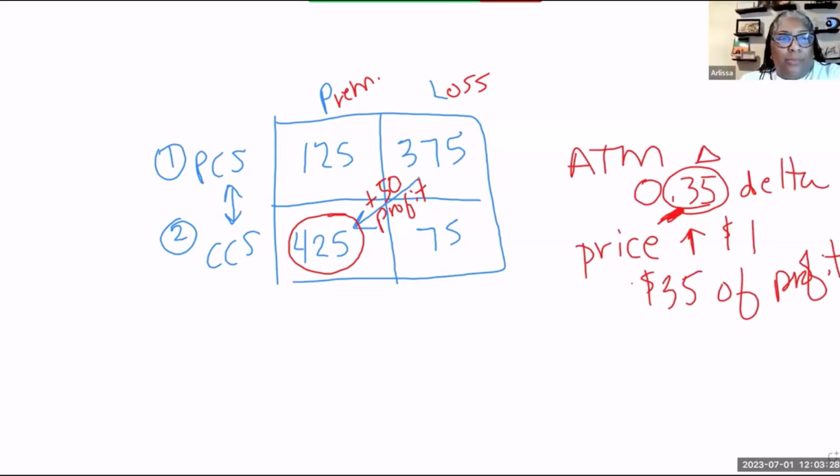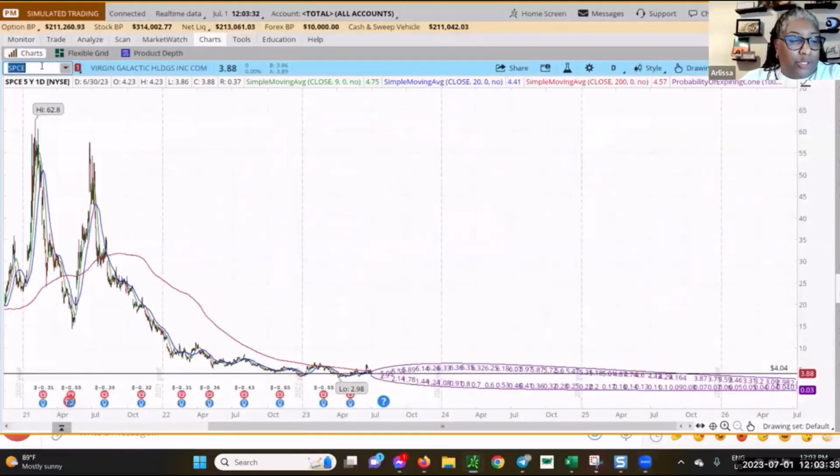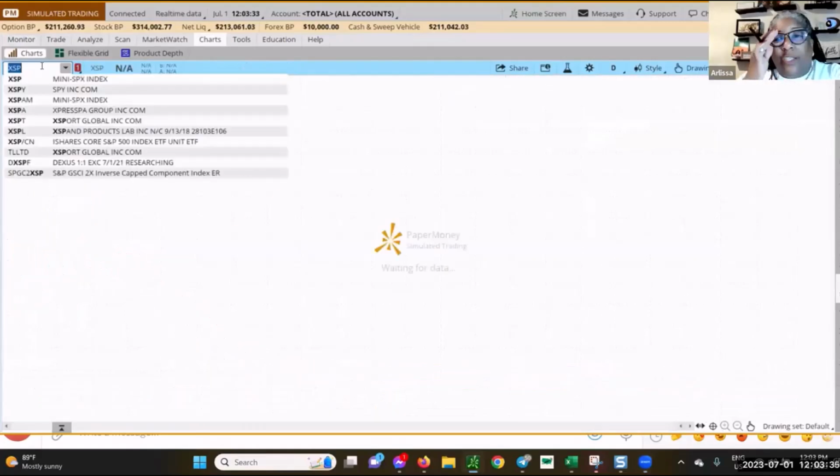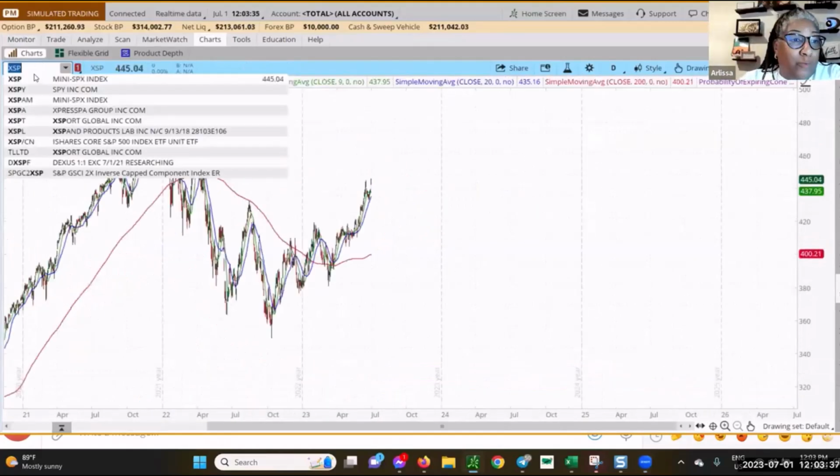Let me switch over so we can look and see what the spread deltas look like, because you need the value of the spread to move that much. That makes sense?